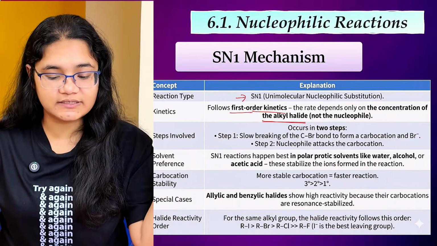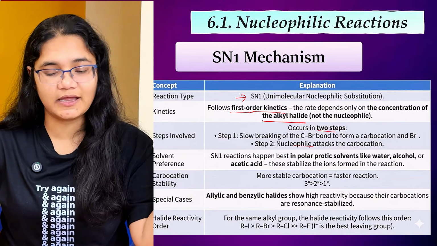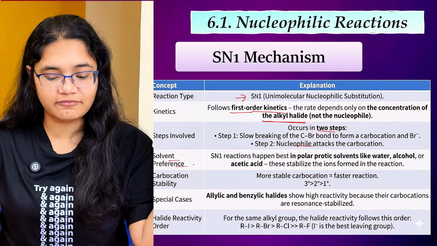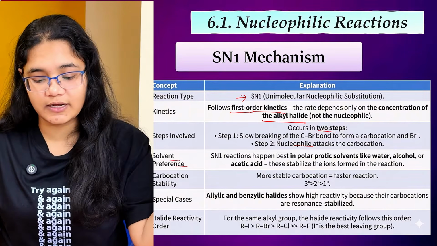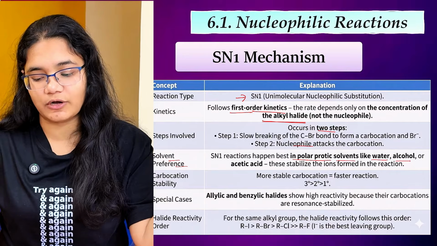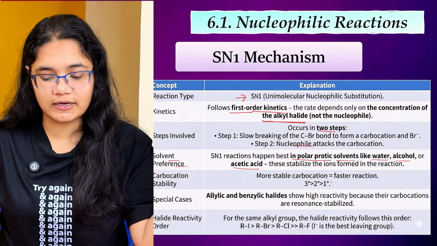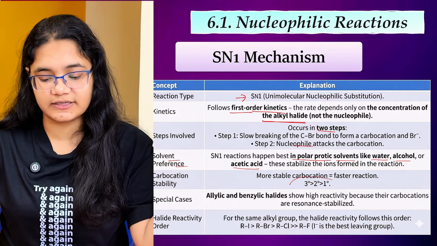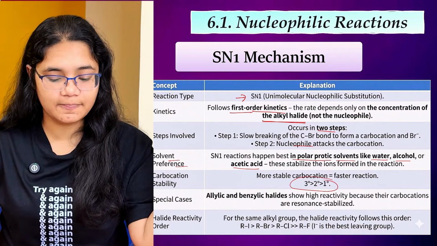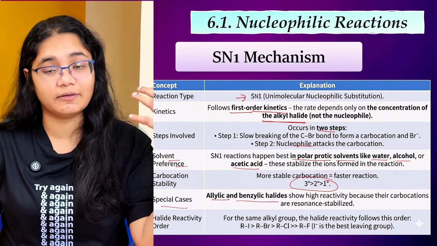Clear? Then what are the steps involved? It occurs in two steps. First is the formation of carbocation, second is the attack of nucleophile. Solvent preference. Since there is a carbocation formed here, the reaction is generally more stable in polar protic solvents like water, alcohol or acetic acid. Next, the more stable the carbocation, the faster will be the reaction. So the order is 3 degree, 2 degree and 1 degree. Next, special cases, even allylic and benzylic halides are stable because of resonance.